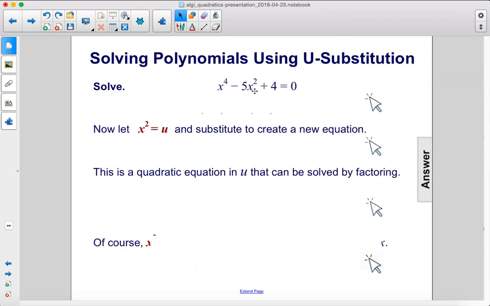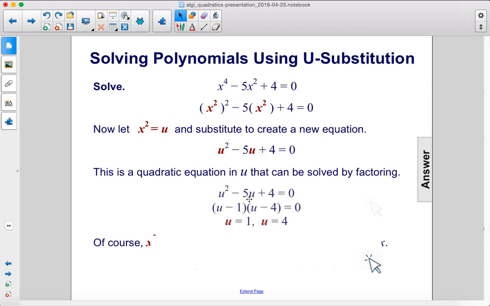Let's solve this equation. So first step will be to replace this x to the fourth with x squared squared, minus 5 with our next x squared here, plus 4. Now we substitute in u for x squared, and we get u squared minus 5u plus 4 equals 0. This is a quadratic equation in u that can be solved by factoring. u squared minus 5u plus 4 can be factored to u minus 1 times u minus 4 equals 0.